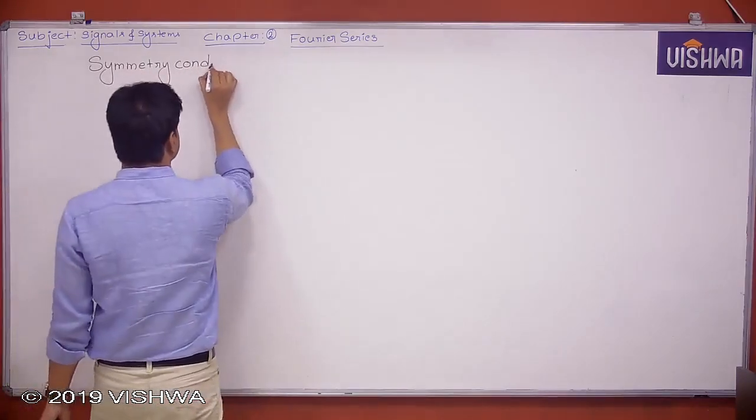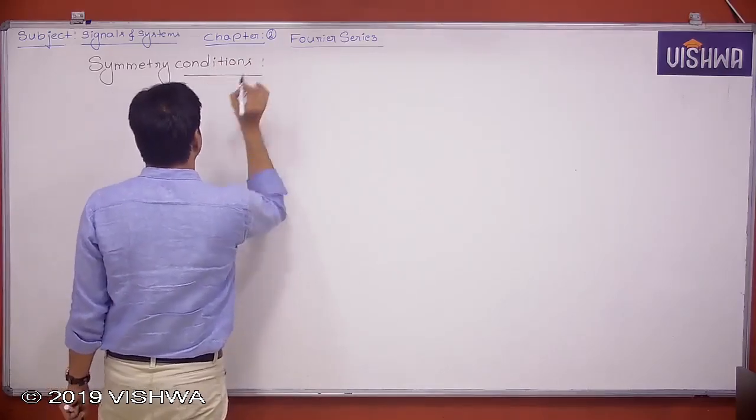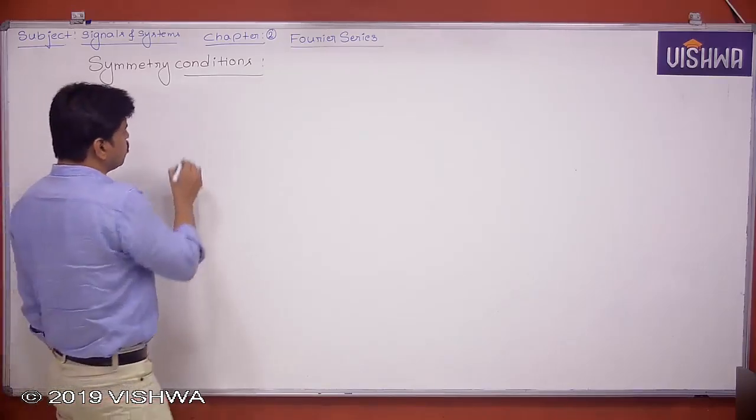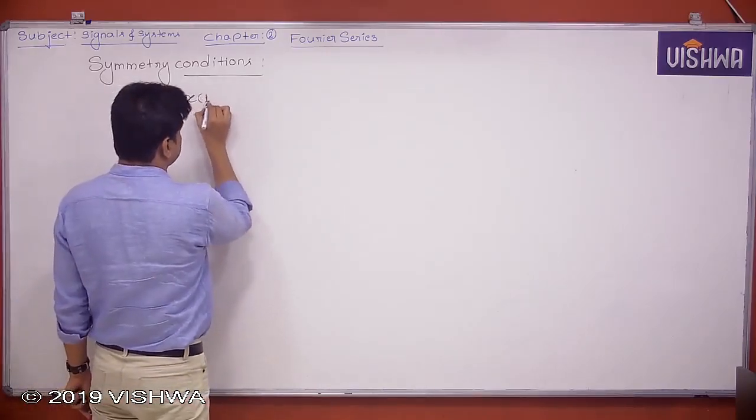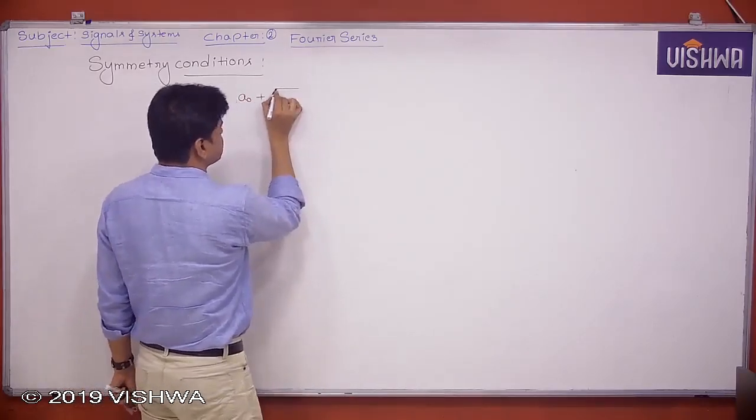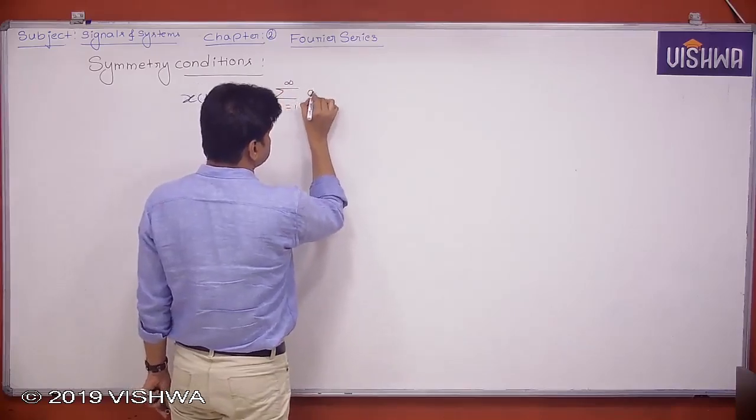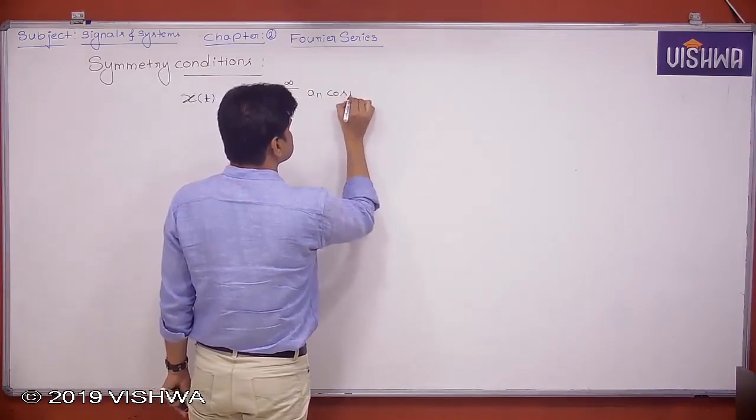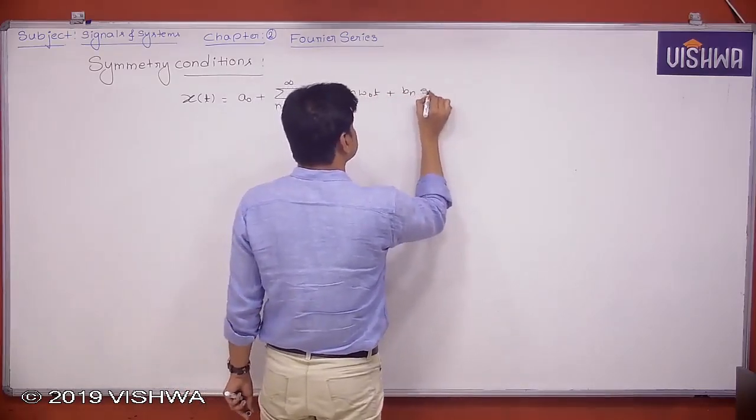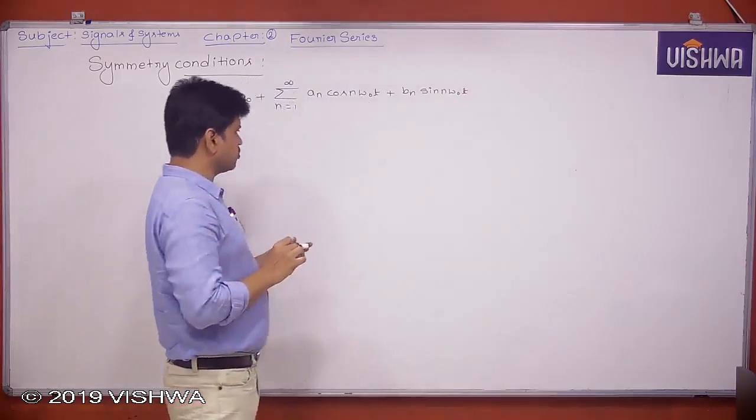Symmetry conditions. What are the symmetry conditions? Let's see. We know x of t can be written as a0 plus summation n is equal to 1 to infinity an cos n omega naught t plus bn sin n omega naught t. Like that we can expand it.